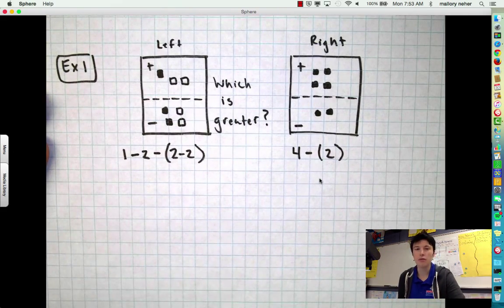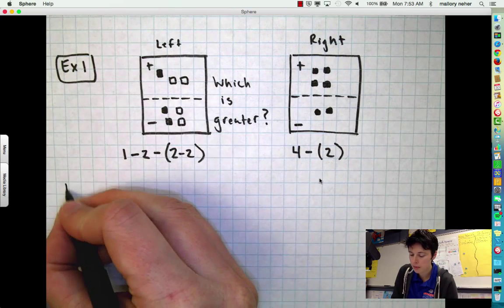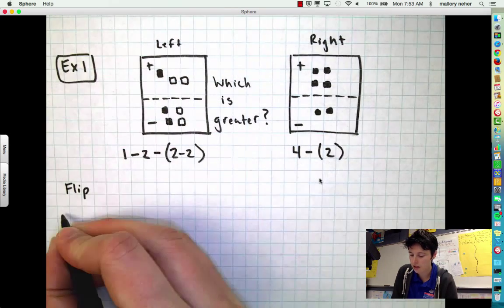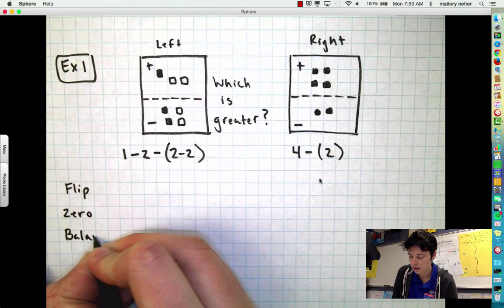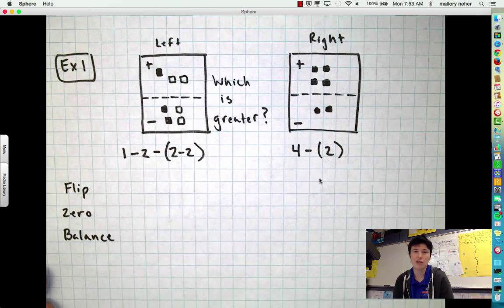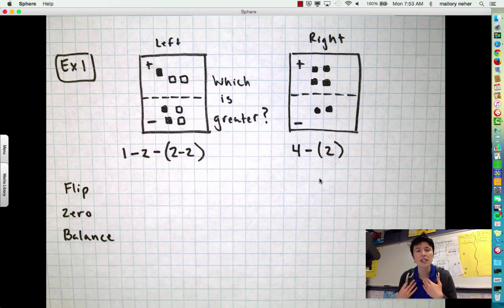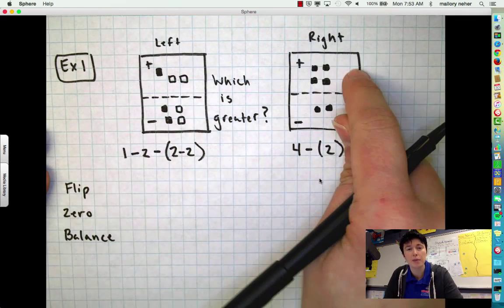Now I have to go through my legal moves. There are 3 legal moves that I am allowed to do on a map. I can flip, I can zero, and I can balance. Those are the 3 things I'm allowed to do, and I can technically do them in any order that I choose. Flip, zero, balance, however you want to do it. Personally, I like to try and flip everything up to the top of the mat. I find it easier to compare when everything's piled up on the top side.